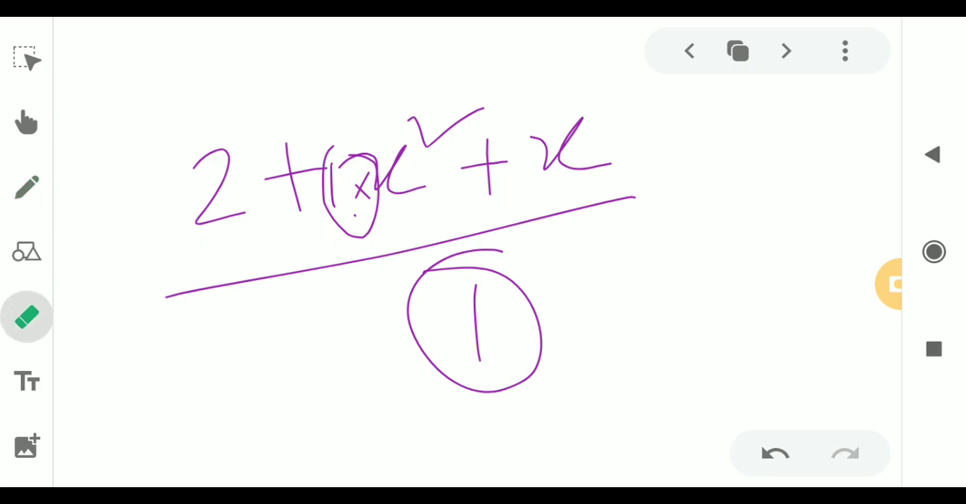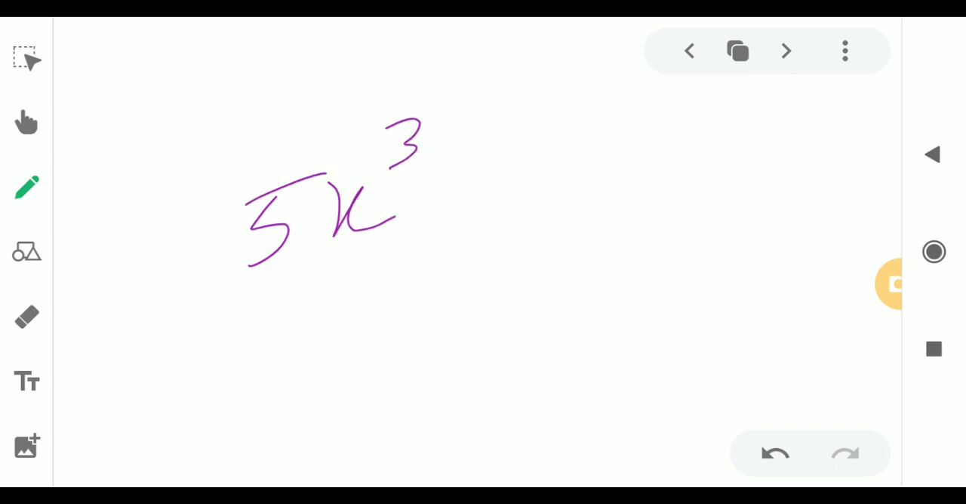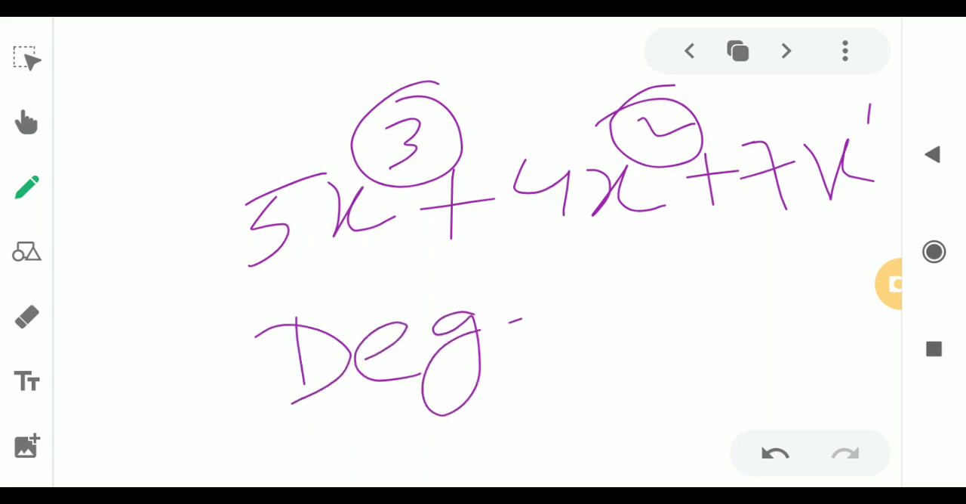Suppose if we ask, what will be the degree of 5x cube plus 4x square plus 7x. Here power is 3, here power is 2, here power is 1. So which one is greater? So 3 is greater. So degree is 3. Understand?